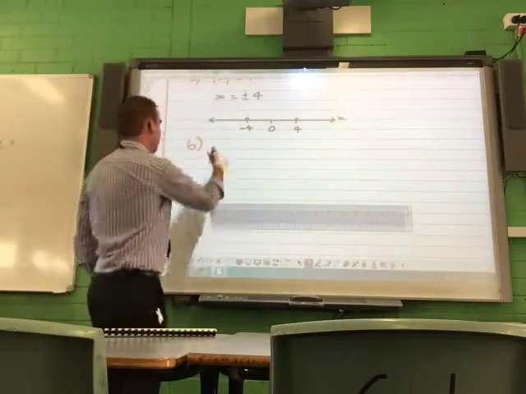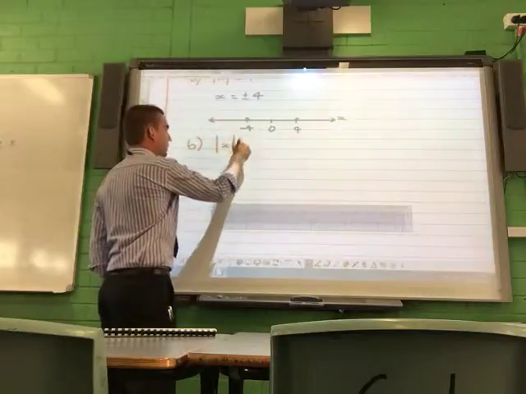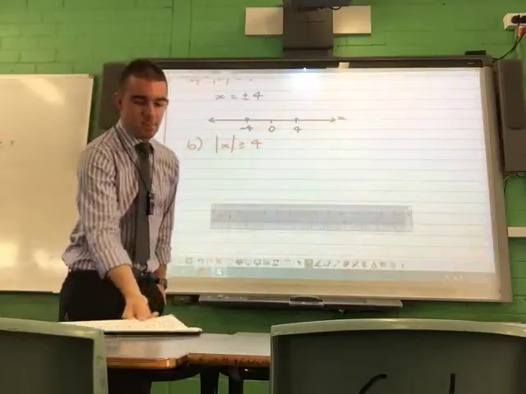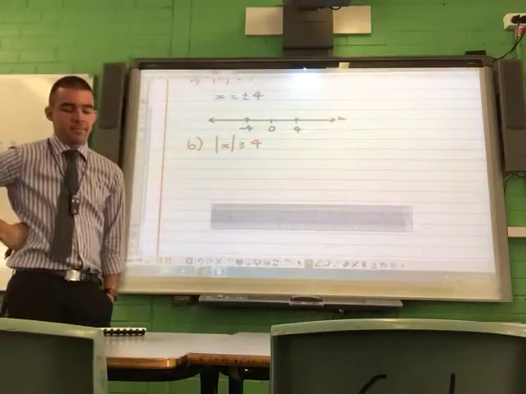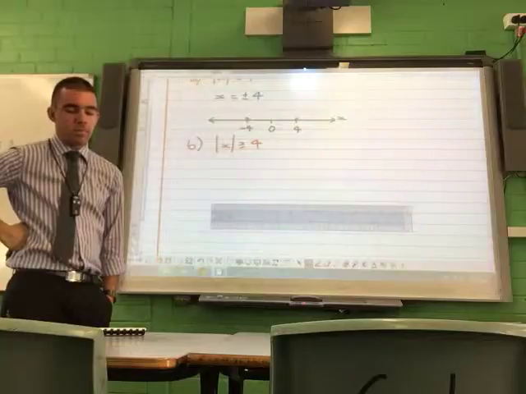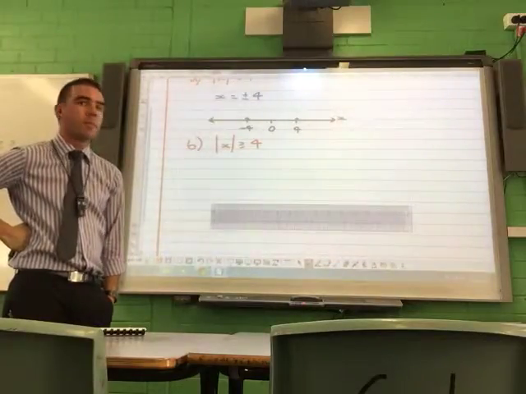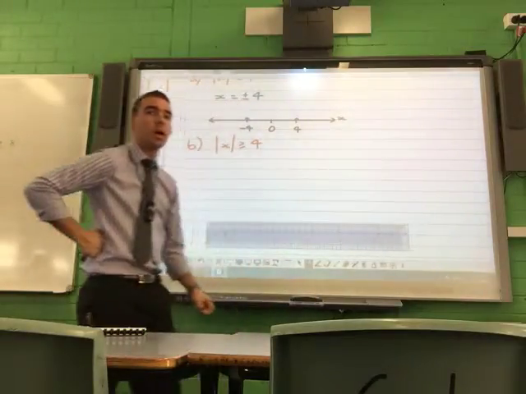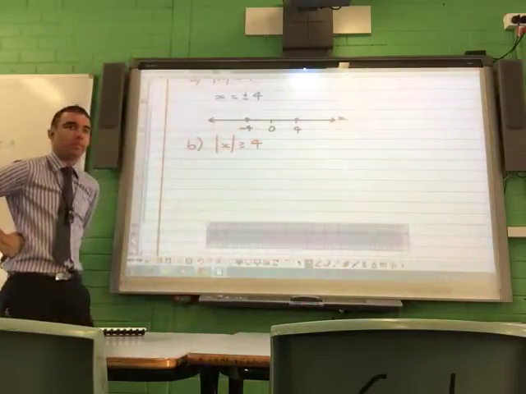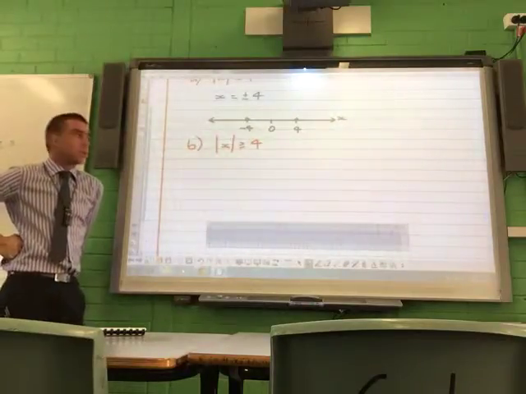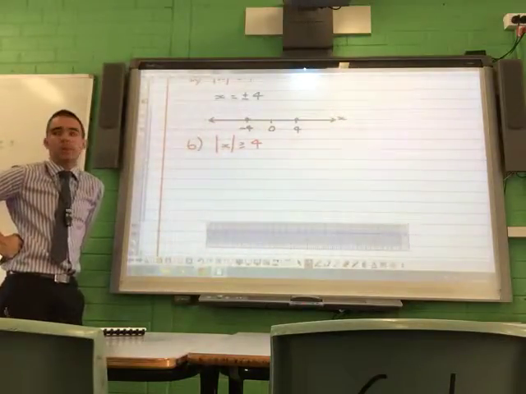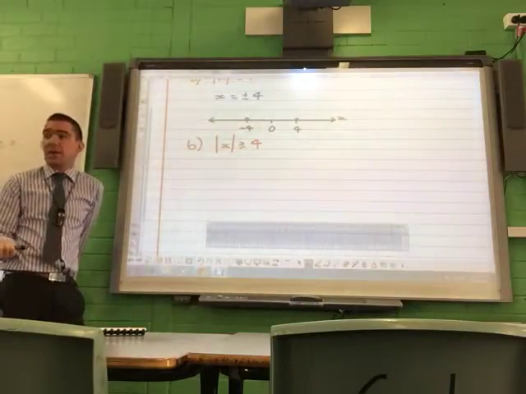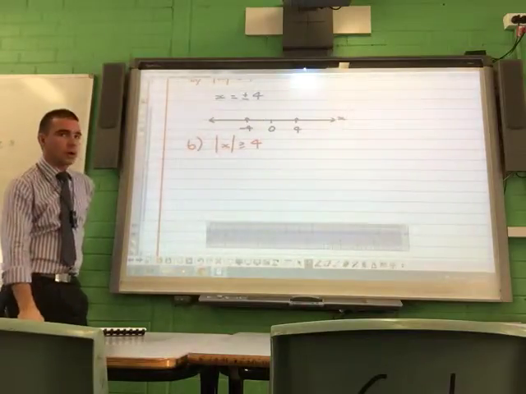B. Right, the absolute value of x is greater than or equal to 4. So we need to look at the possible solutions that suit that condition. We've already looked at the definition: we take the absolute value of a positive number, we get the same positive number again, and when we take the absolute value of a negative number, we get the positive equivalent of that.